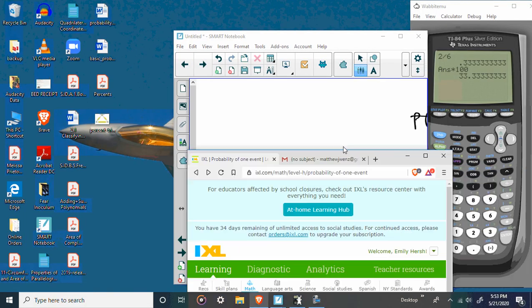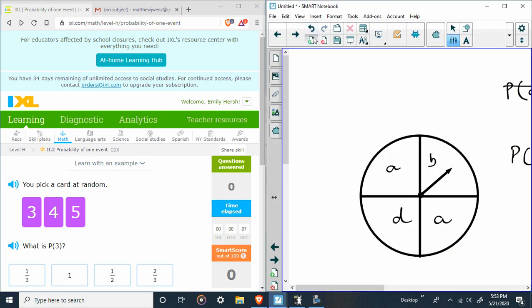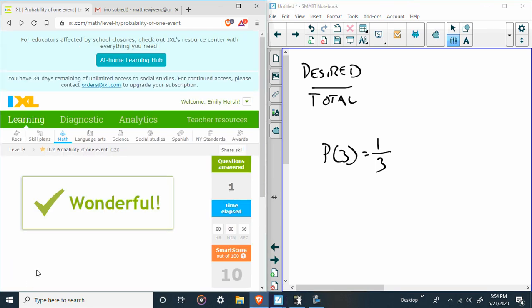Okay. So I'll lock this over here. This one in the middle. They give this: you pick a card at random. What's the probability of getting a 3? Well, how many total outcomes? It's always desired outcomes over total. Your desired outcome is 3, so how many cards have a 3 on them? Just this one. How many total outcomes are there? There's 3. So what's the probability of getting a 3? 1 out of 3 chance.